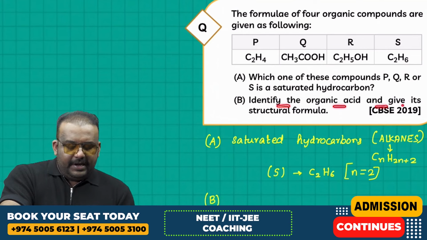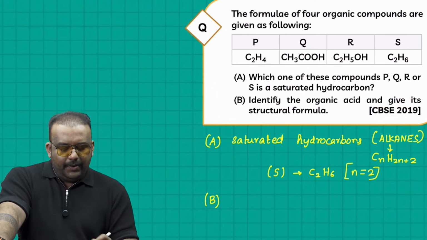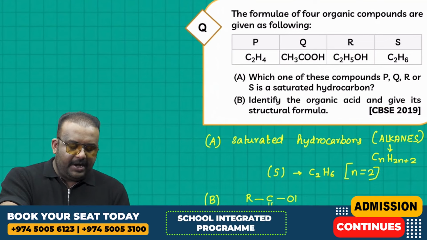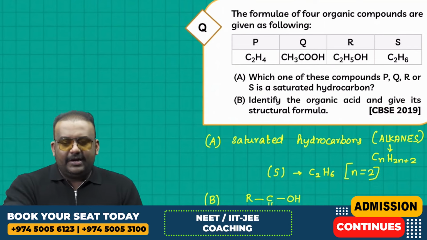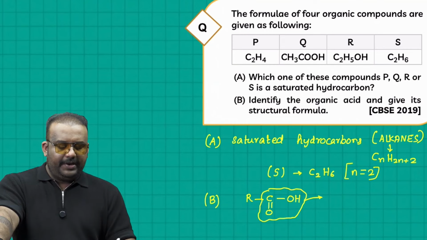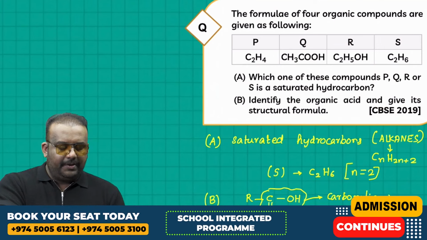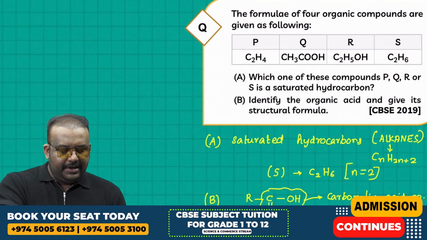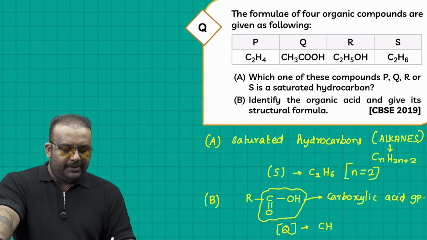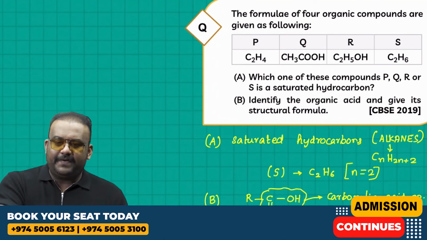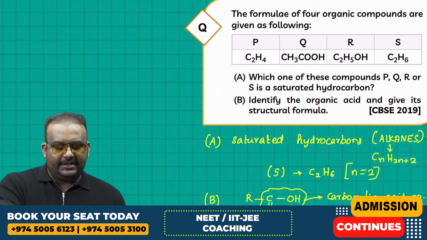Identify the organic acid and give its structural formula. You know that organic acids are generally represented by the structure RCOOH. So what should you look for in an organic acid? The functional group is COOH, correct? This is the functional group called the carboxylic acid group, correct? So which compound contains the carboxylic acid group? You can see that the formula Q corresponds to CH3COOH, which has the same formula as the general formula of carboxylic acid. So we can say Q is a carboxylic acid, right?